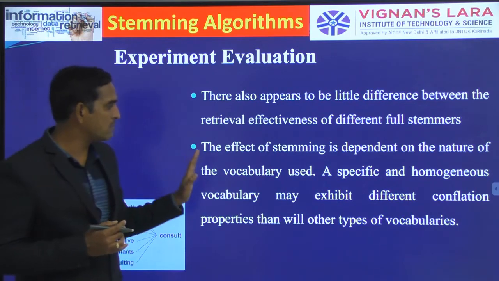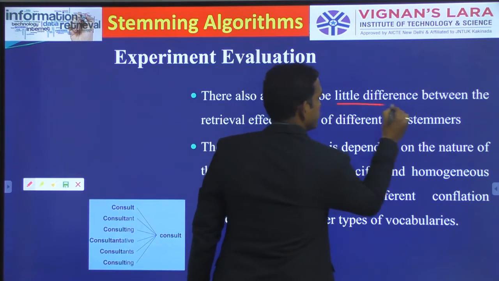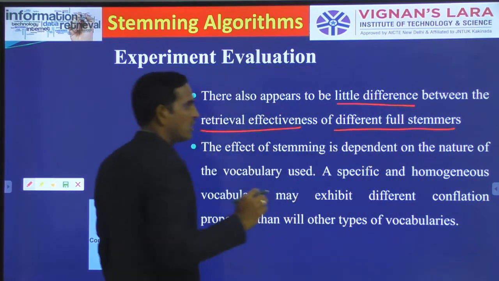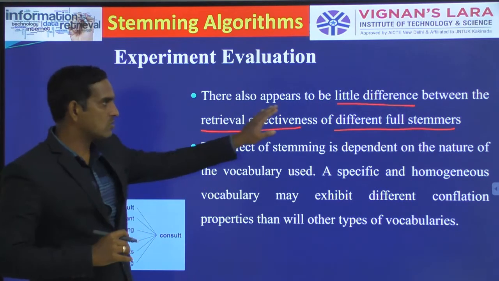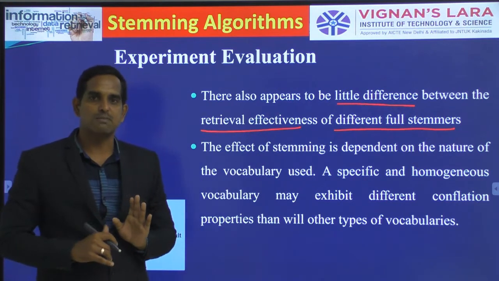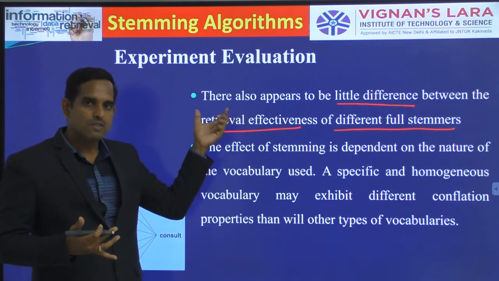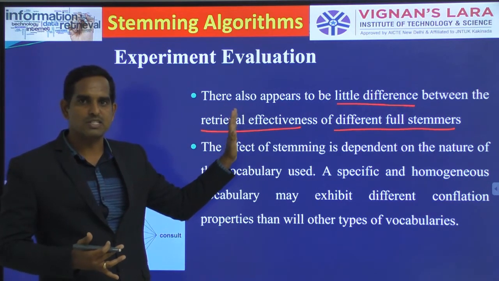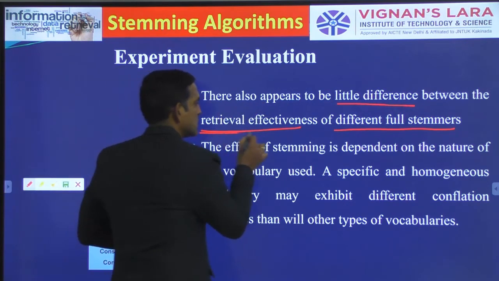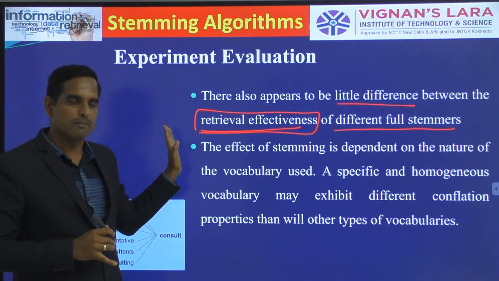In the last part, other experimental evaluations show there also appears to be little difference between the retrieval effectiveness of different full stemmers. If you perform the full stemming process, there will not be much retrieval effectiveness differentiation. All the full stemmers will have the same type of retrieval effectiveness, and it will be much better than what you are doing without the stemming process.